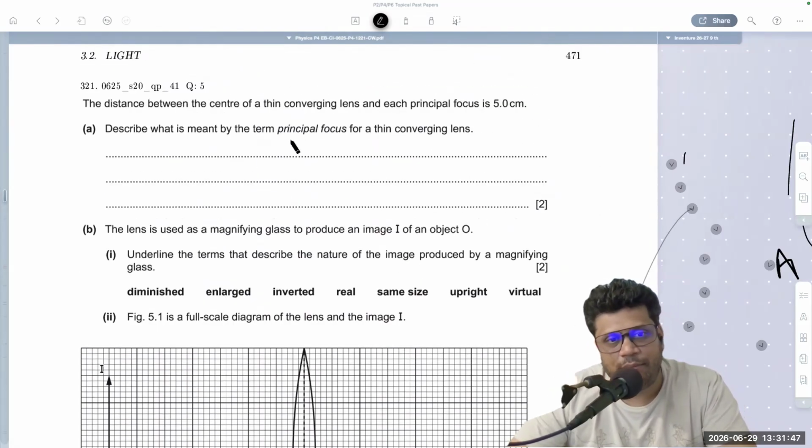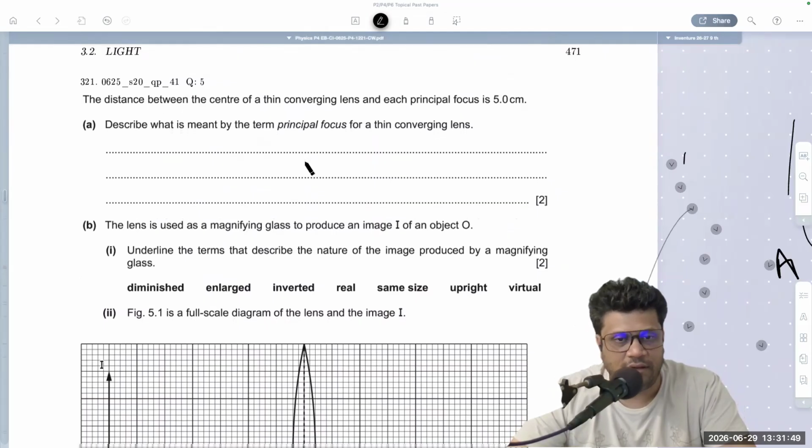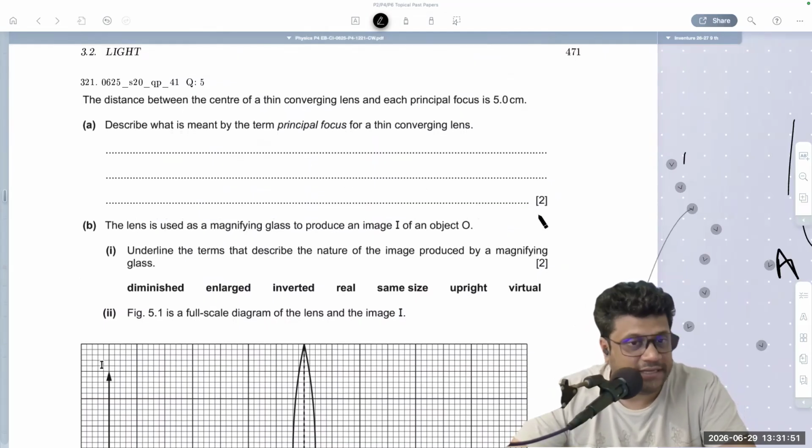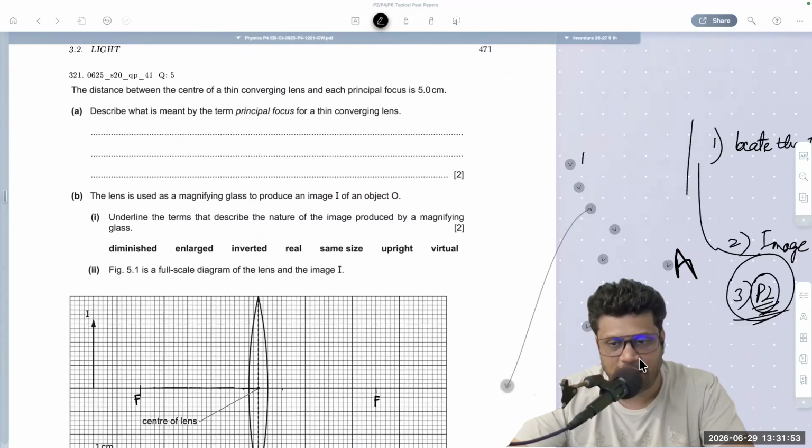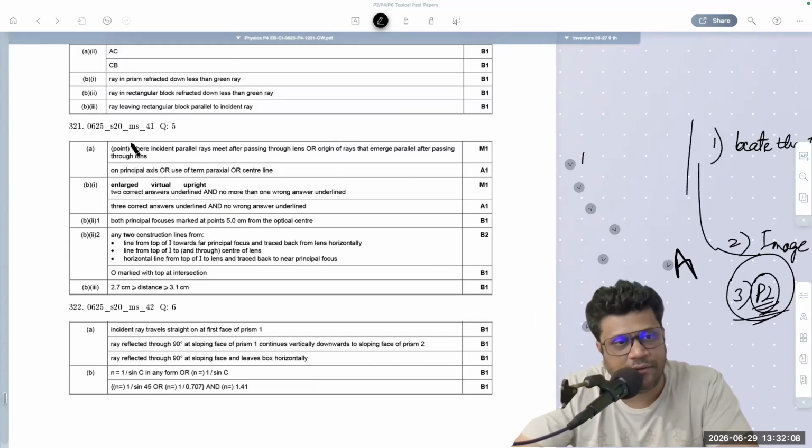Describe what is meant by the principal focus for a thin converging lens. Well, it's a standard answer that you want to put up with these. I'll show you what the answer is supposed to be. It's the place where the rays of light which are parallel to the principal axis meet after they refract through the lens. So let's show you a marking scheme, correct answer to it.